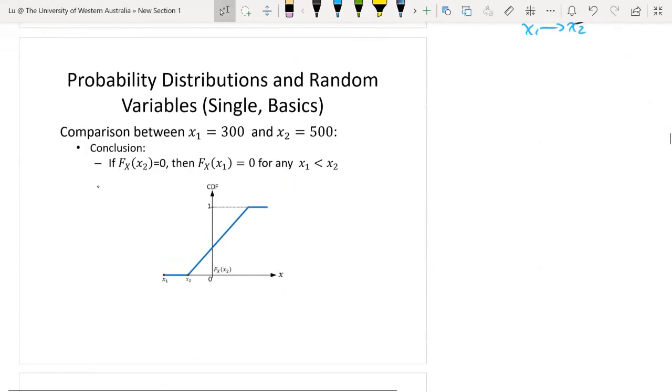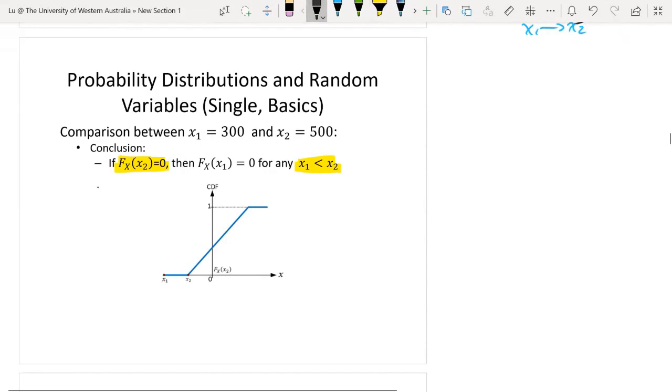Next one. Similar story, okay? You used to have the x1 and x2, but the special condition is if the Fx(x2) is equal to 0, and x1 is smaller than x2, this is known before. So what will be the result of the CDF function value for x1? That will be 0 as well.